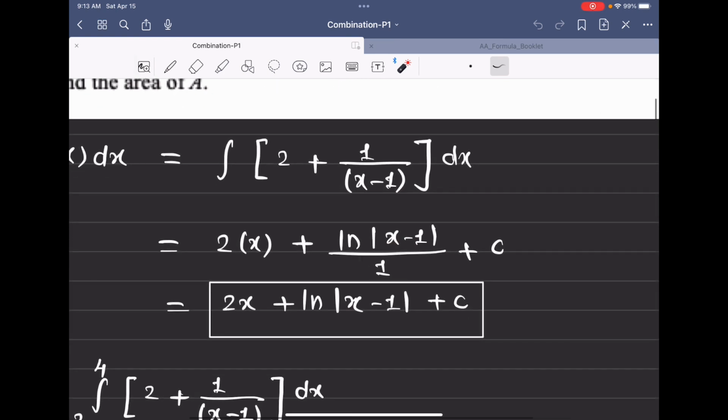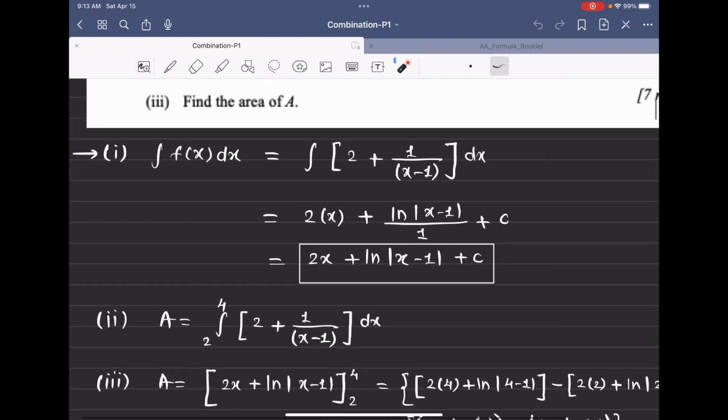But here the additional part is what? Ax plus b. And the coefficient of x is 1, that is divided by that. Although we know that anything divided by 1 is the same number, I'm showing this for explanation. And this is not a definite integration, so do not forget to write down plus c. 2 times x is 2x. ln of x minus 1 upon 1 is ln of x minus 1 plus c. That is the answer of the first part.